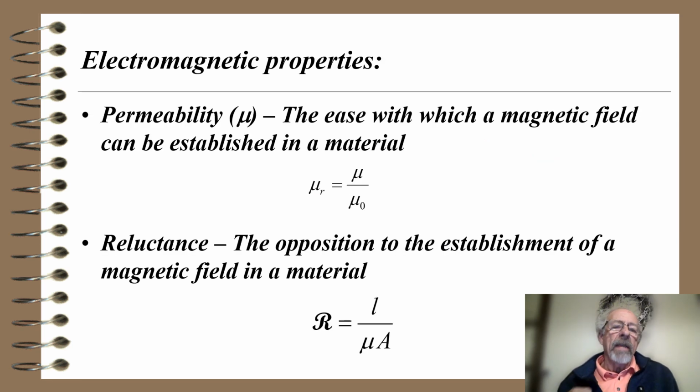So there are some electromagnetic properties of materials. There's something called permeability, mu. That's the ease with which a magnetic field can be established in a material. And there's relative permeability, which is the mu of the material divided by the permeability of free space, mu sub naught. There's something called reluctance, the opposition to the establishment of a magnetic field in a material. Reluctance is given by L over mu times A, the area.